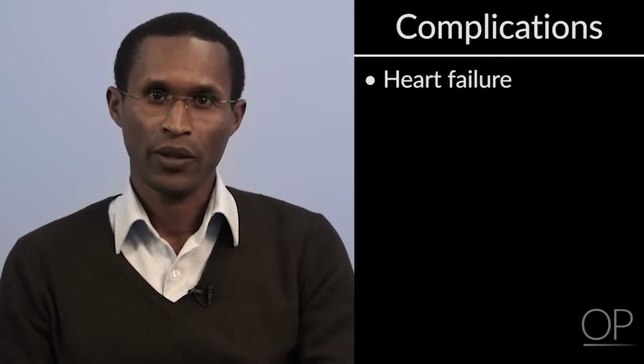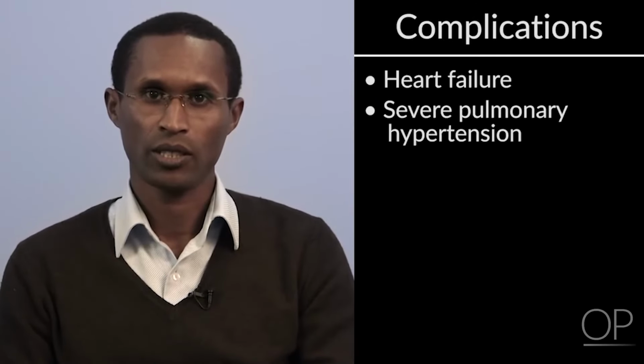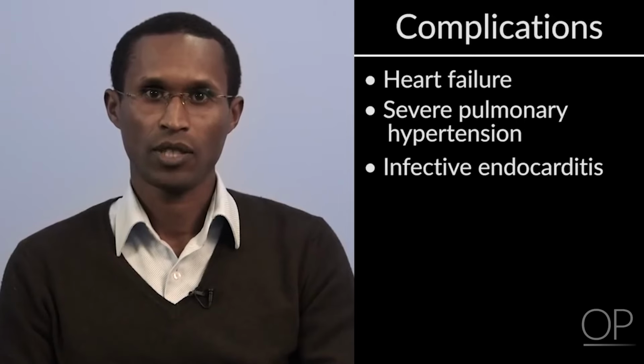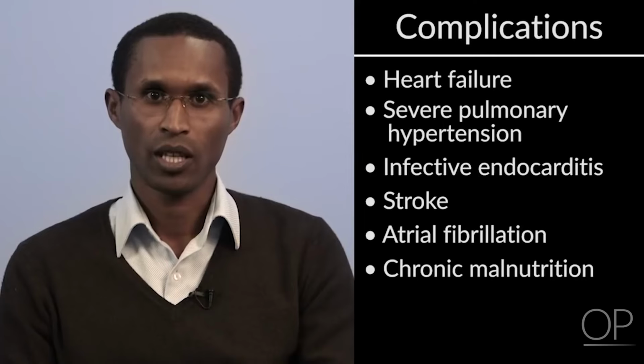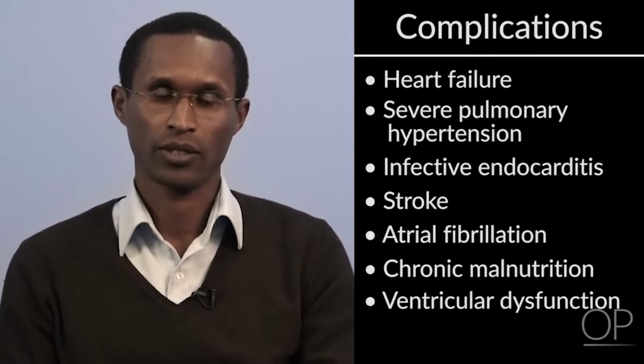The complications of rheumatic heart disease depend upon the affected valve. They are heart failure with severe pulmonary hypertension, infective endocarditis, stroke, atrial fibrillation, chronic malnutrition, and ventricular dysfunction.